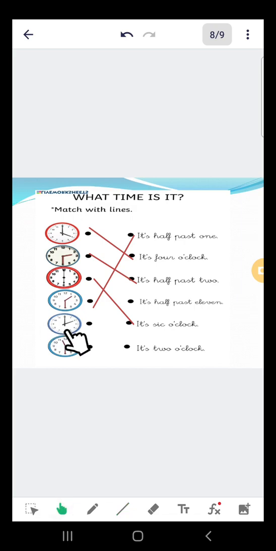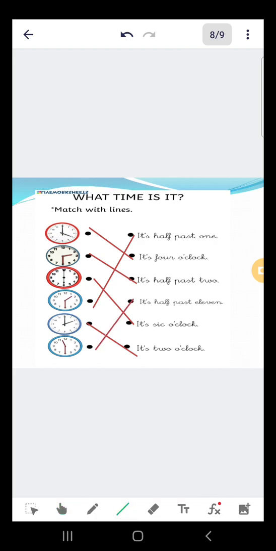The next one, that is 2 o'clock. The 2 o'clock answer is here. So now let's match with 2 o'clock. And the last clock for today, it is 11:30, or we can say it as half past 11. So where is the answer? Here it is. So let us match.